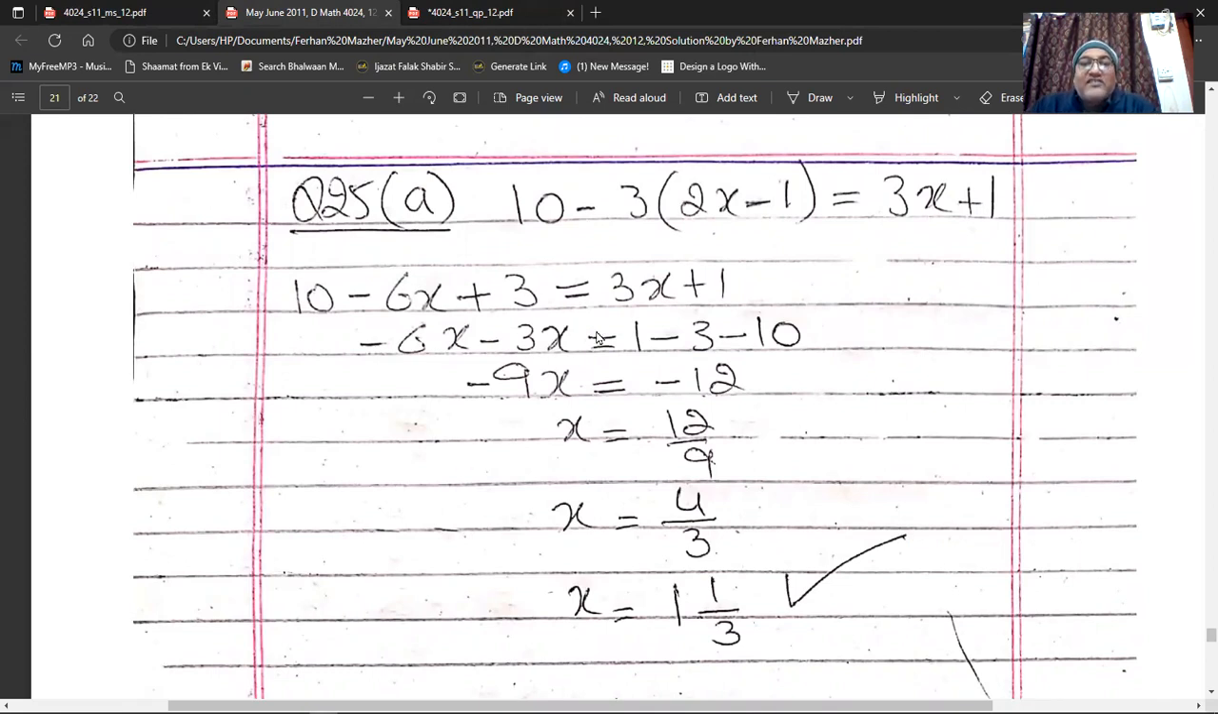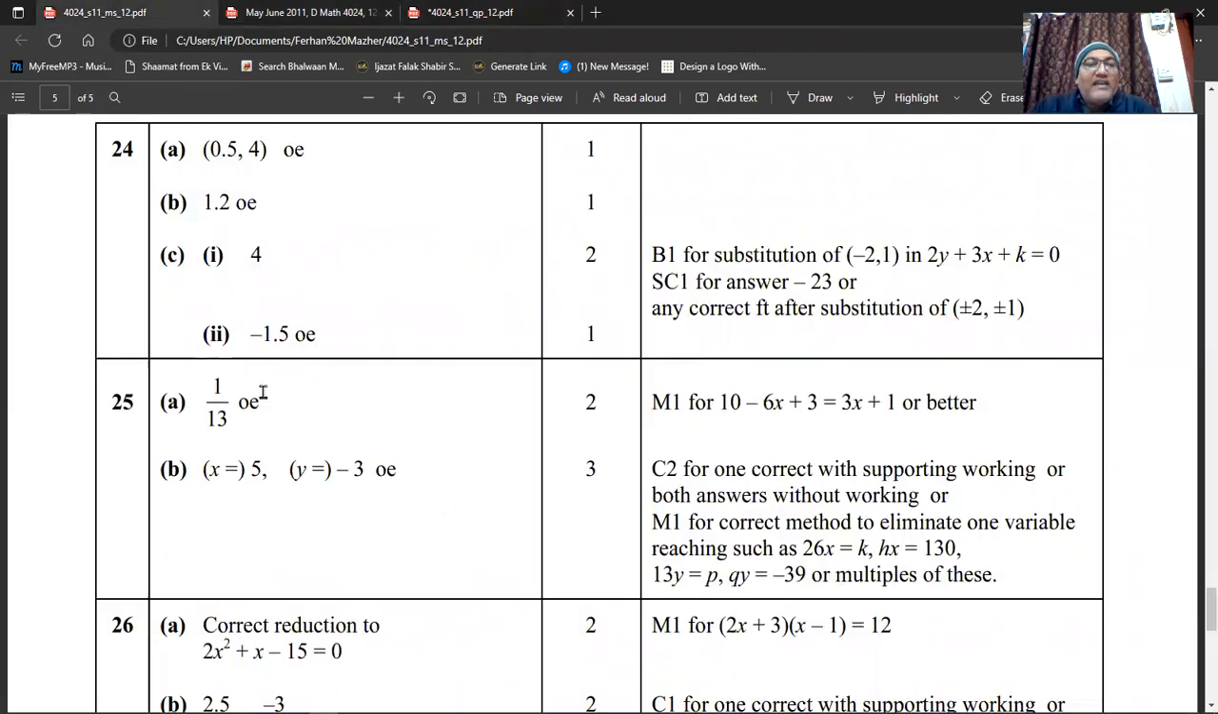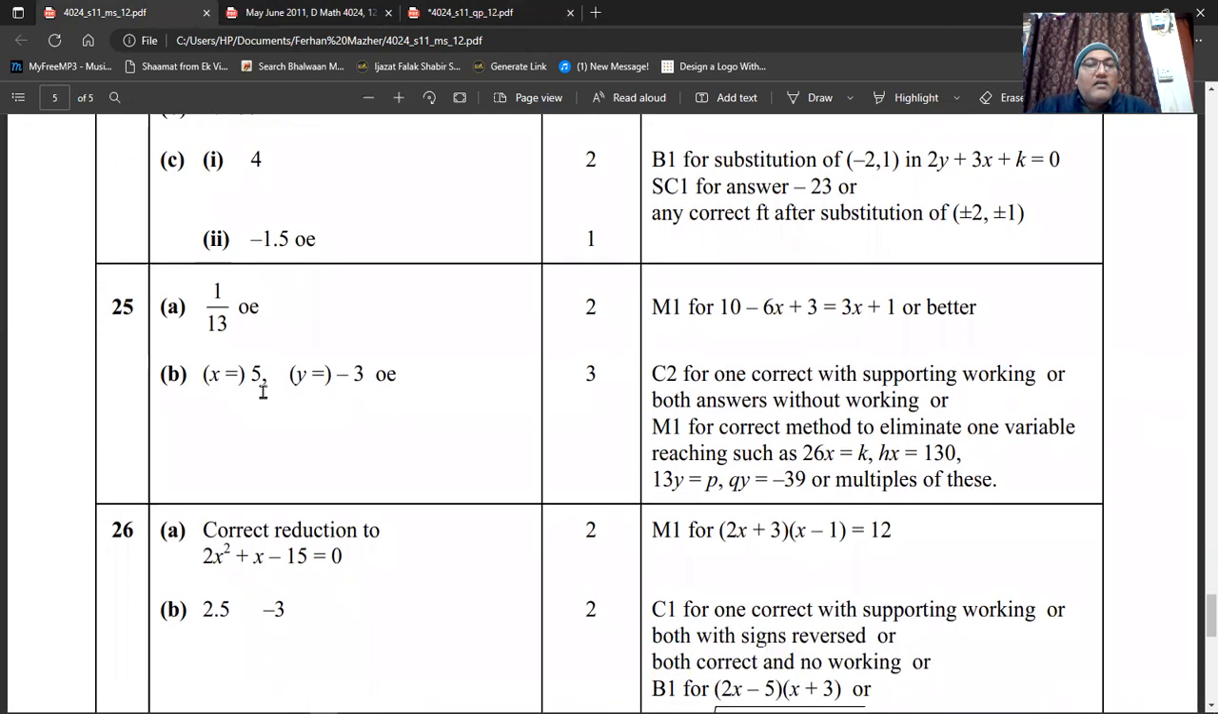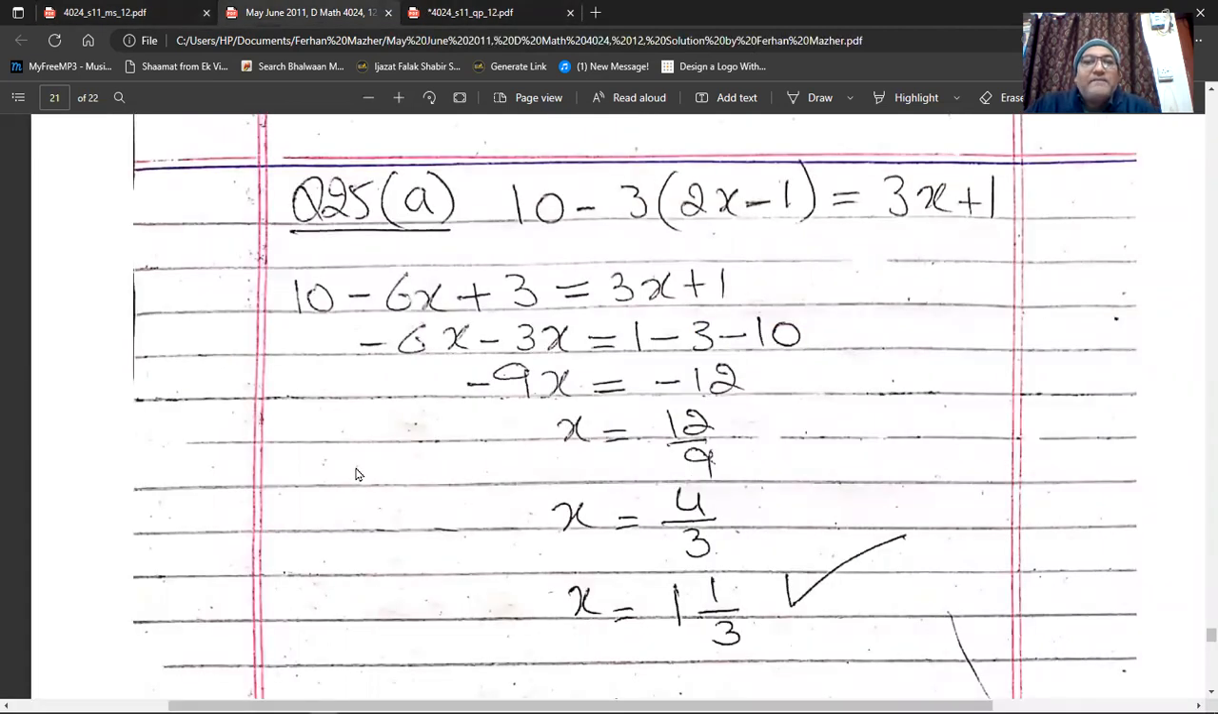So minus 6x minus 3x is equal to 1 minus 3 minus 10. Minus 9x will be equal to minus 12. So x will be equal to 12 by 9, so x will be equal to 4 by 3, so x will be equal to 1 whole 1 by 3. Our answer is right, 1 whole 1 by 3. In the Cambridge marking scheme, it is written 1 by 13, which is a typing error. This is basically 1 whole 1 by 3. The answer is 1 whole 1 by 3.